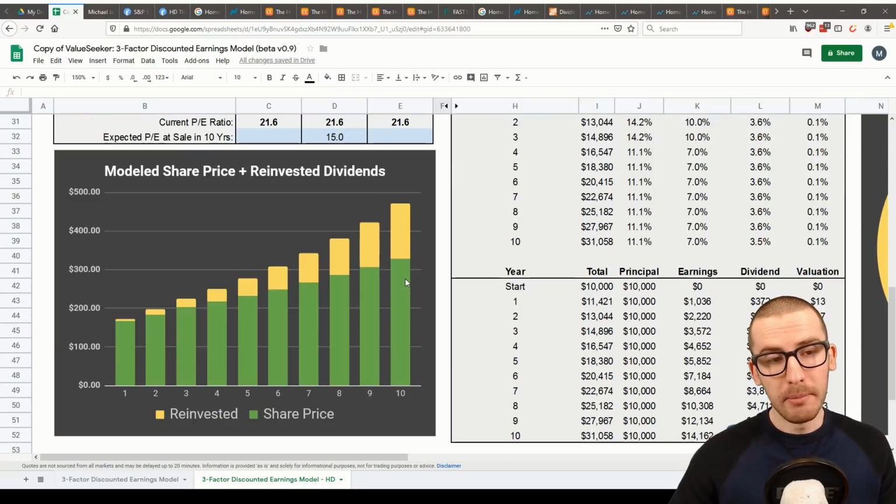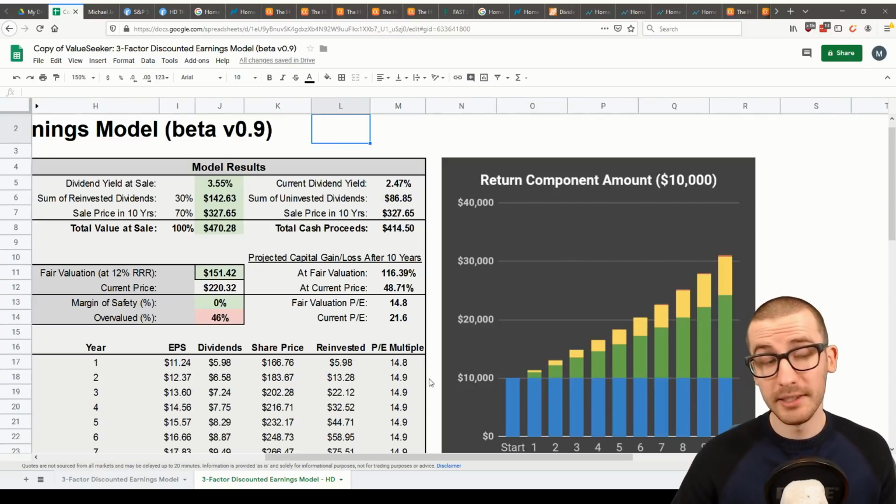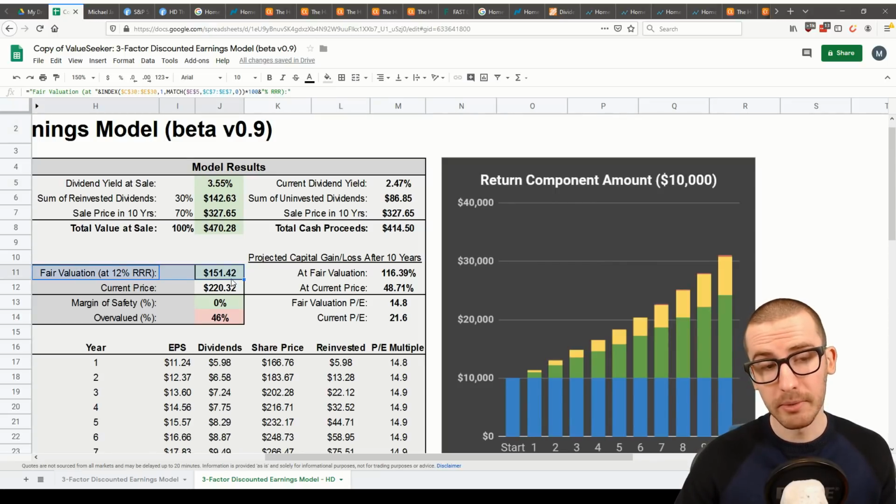So now that we have our inputs in, we can take a look at the actual modeled results. From a first glance on this chart, you can see the projected share price over time, as well as the value of the reinvested dividends, that's dividends received and then reinvested back into Home Depot stock, and the accumulated value of those shares at the end of 10 years. So in our base case assumptions, here are the results that we have from the model. We have a fair valuation price for a 12% annualized rate of return of $151.42.